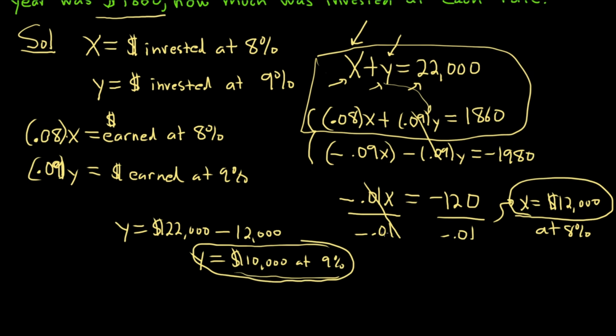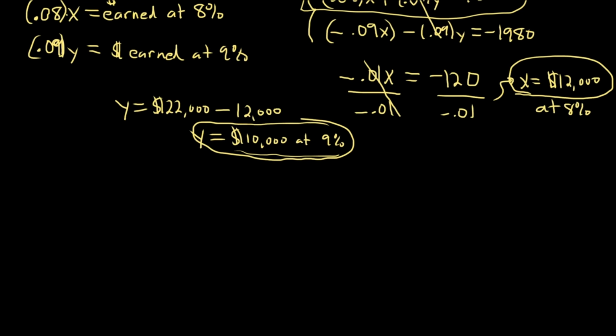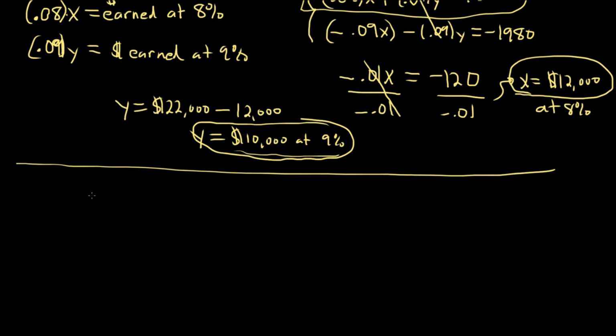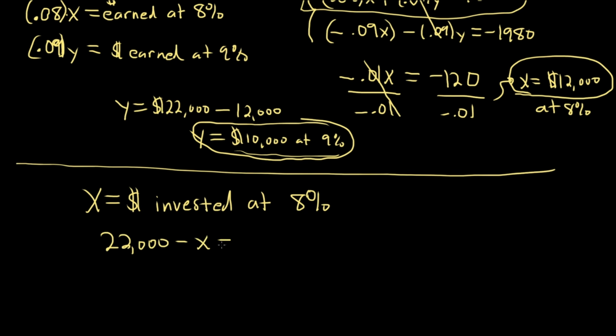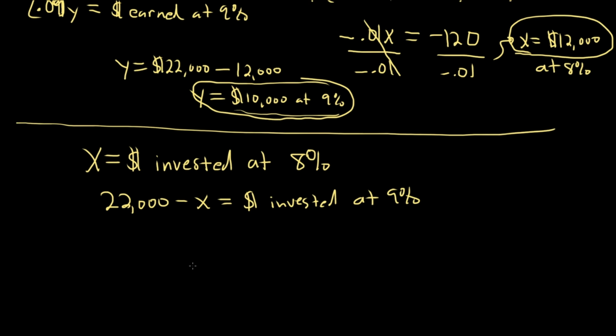Another way to do it is the way that is typically done in homework problems and solutions to the homework. They'll say, okay, x is the money invested at 8%. I don't like doing it this way. I think it's too hard. And then that means that 22,000 minus x is the money invested at 9%. So if you invest x dollars at 8% and you start with 22,000, you have 22,000 minus x dollars left to invest at 9%. Then you create the equation for the interest earned.